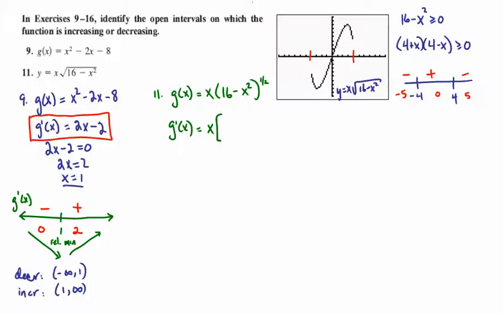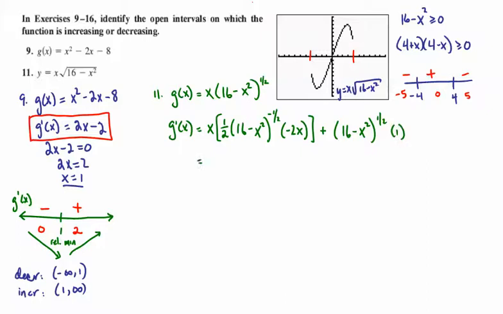for the derivative of the second function, the outside is a power with 1/2. We'll leave the inside alone. Reduce the power by 1. Then multiply by the derivative of the inside function, which is -2x. So that's 1 half. We still need 2 plus the second function, 16 minus x squared to the 1/2 times the derivative of the first, which is 1.